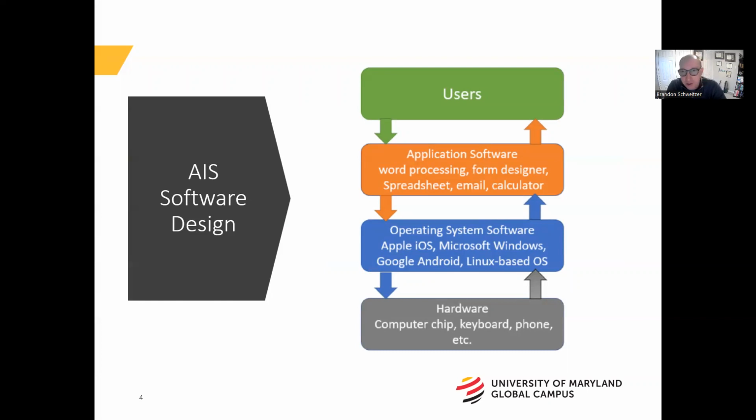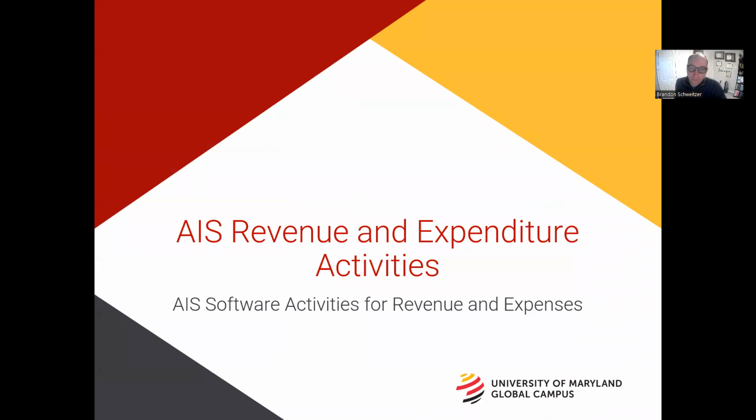Within accounting information system software, it's important to understand how the users interface with the software, how the software interfaces with the operating system, and how the hardware interfaces with the operating system, software, and ultimately the users. To better understand how accounting information system software works, we need to better understand how revenue and expenditure activities are utilized within the accounting software.